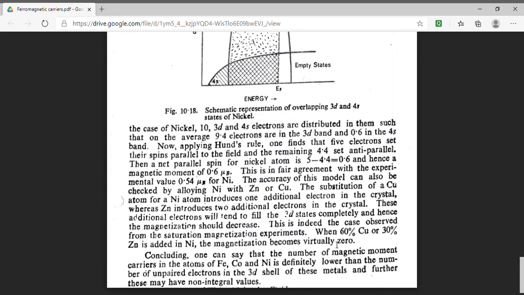So, we can conclude that in iron, cobalt or nickel, the magnetic moment will be determined not simply by the number of unpaired electrons. That means we can conclude that the magnetic moment can be determined from the overlapping of the 3d and 4s shells, and the non-integral value is also justified by using the overlapping of the 3d and 4s shells.